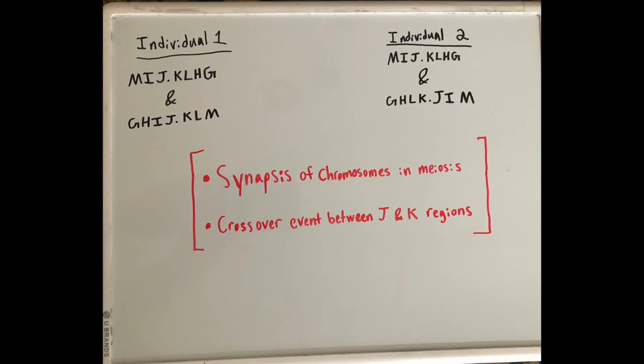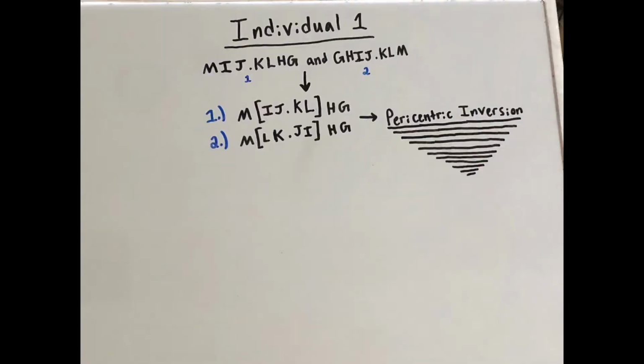Today I will be explaining the synapse of chromosomes in meiosis using two individuals, which is labeled here. Looking at this chromosomal aberration, it can be determined that this is a pericentric inversion because the movement of genes was changed across the centromere.